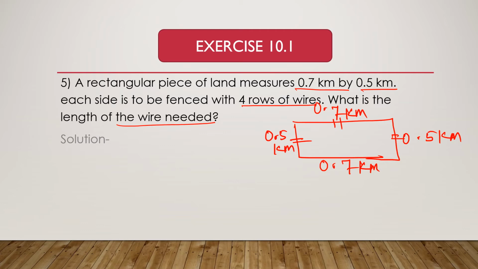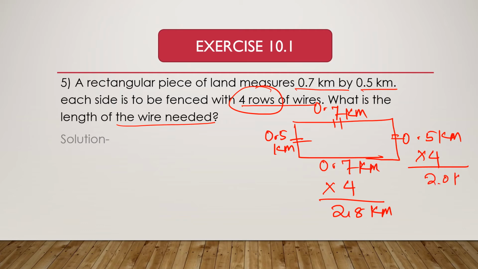And each side is to be fenced with 4 rows of wire. So we have to multiply 0.7 kilometer with 4, that is 2.8 kilometer. And 0.5 kilometer also we have to multiply with 4, that is 4 rows of wires. This side is fenced with 4 rows of wires, so 0.5 multiplied with 4 is 2.0 kilometer. And this side also 2.0 kilometer and this one also 2.8 kilometers.